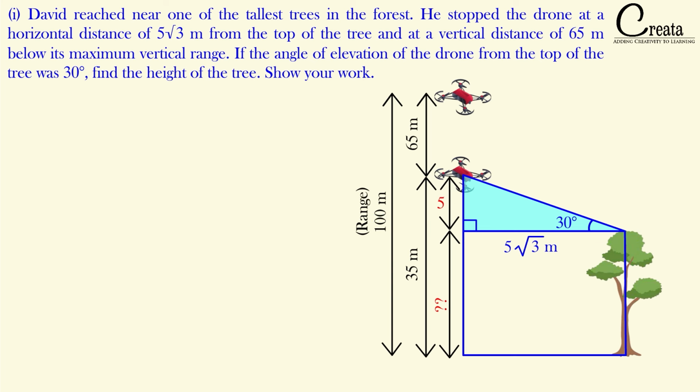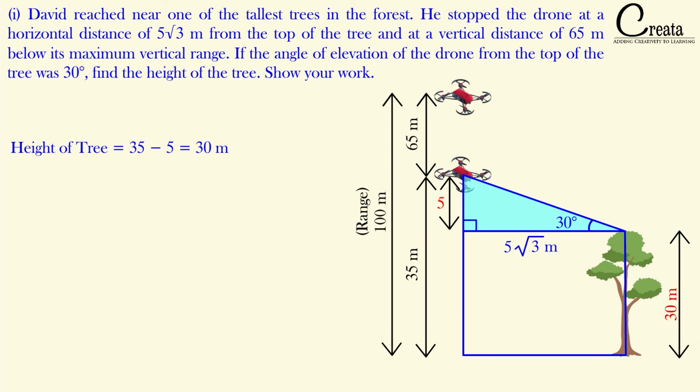Let's find the height of the tree. This total distance we have calculated as 35 meter. This is 5 meter. So this distance, that is the height of the tree, will be equal to 30 meters. That is the answer of this part. Got it? 30 meter, we got the height of the tree. Let's move to the second part of the question.